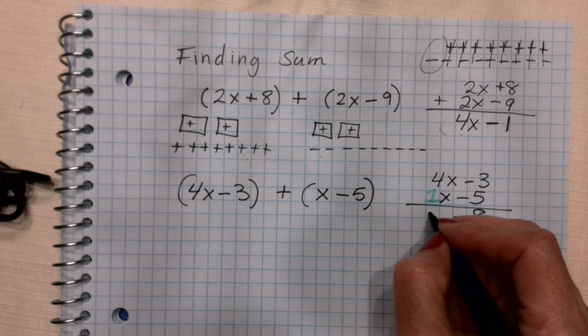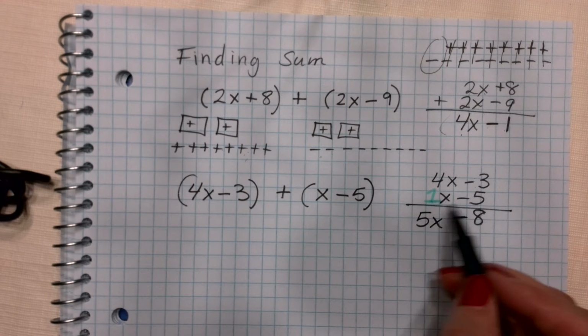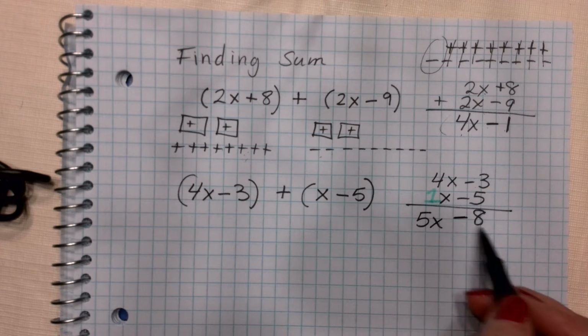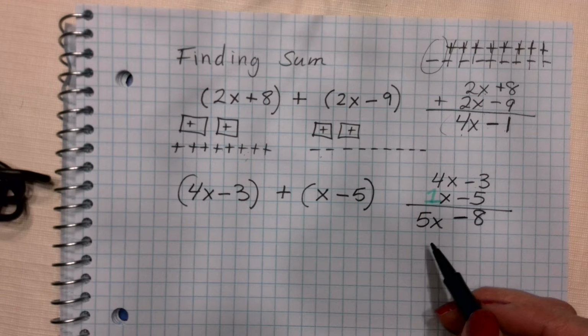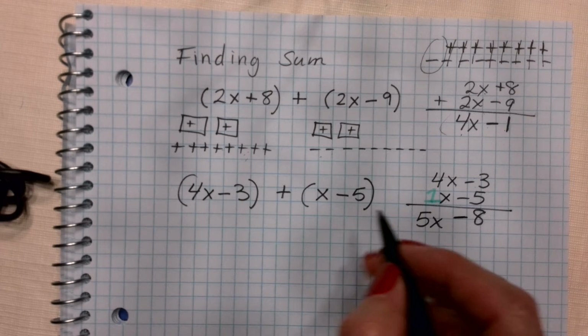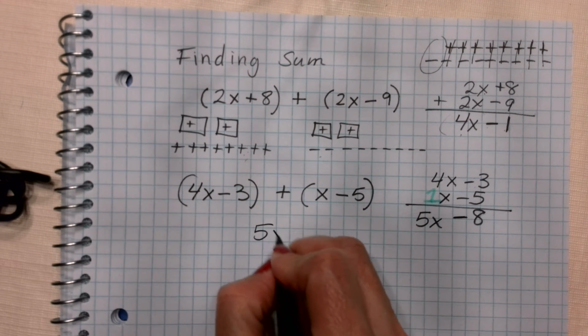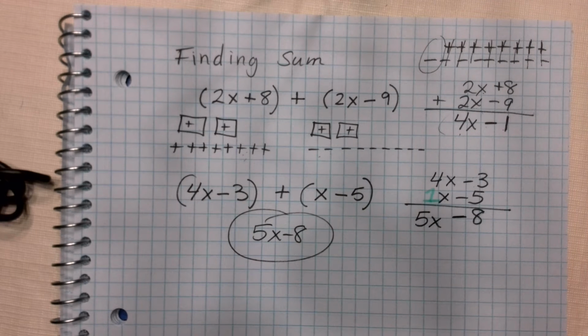And then we have 5 x's. And so now our expression is simplified because we don't have like terms. These terms are not alike. And we do not have any parentheses. We can't use distributive property. We are done. Okay. So then our answer here is 5x minus 8. And we're done with that.